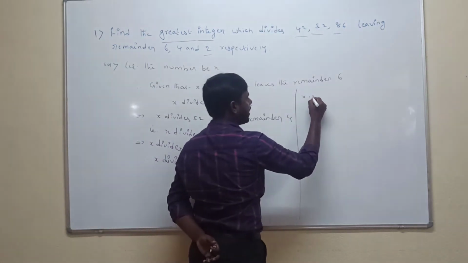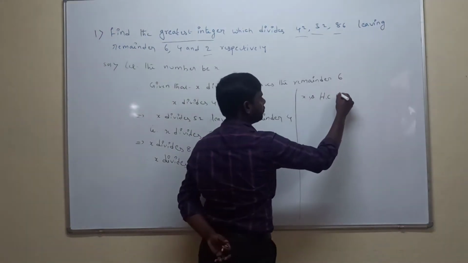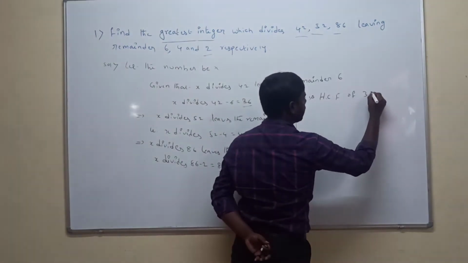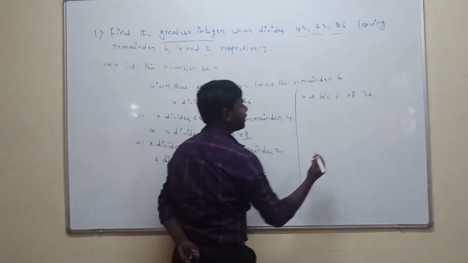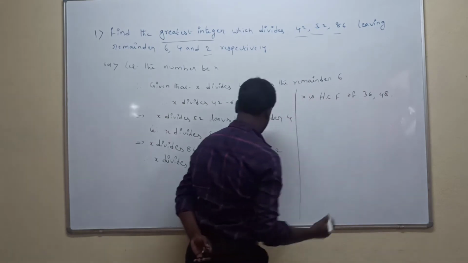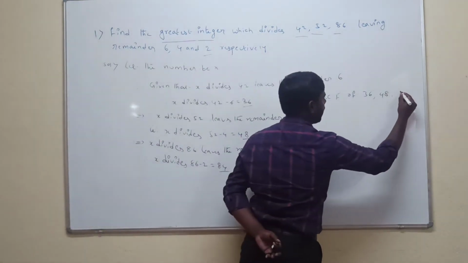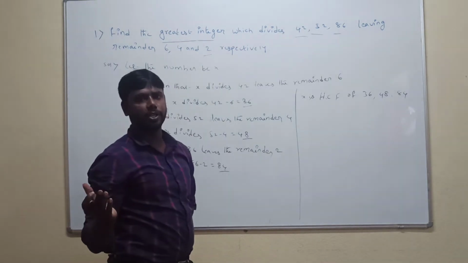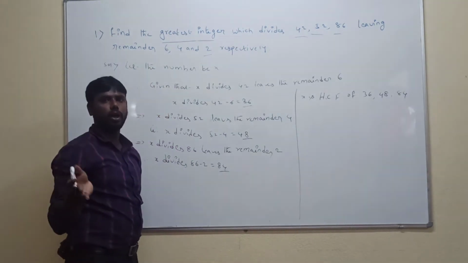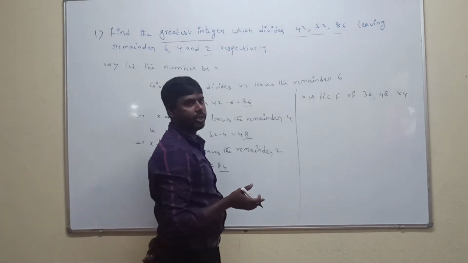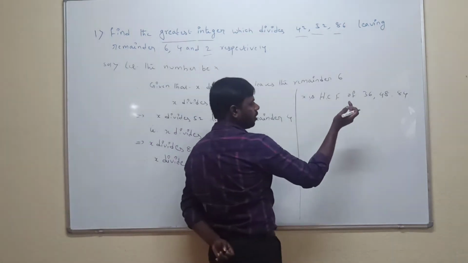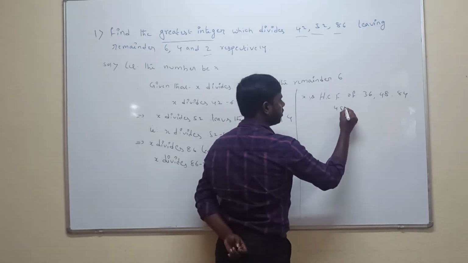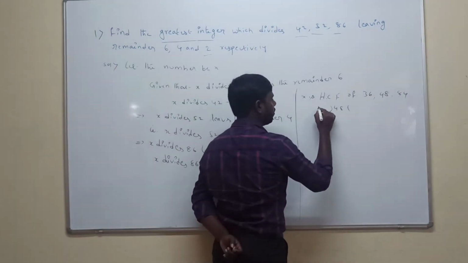So x is the HCF of the first number 36, the second number 48, and the third number 84. Here we can use the factorization method or the division method. Which method should we apply? I am using the division method. The largest number is divided by the smallest number.